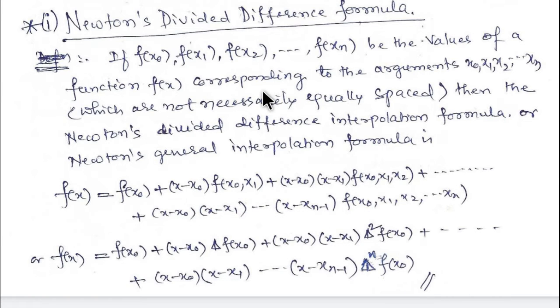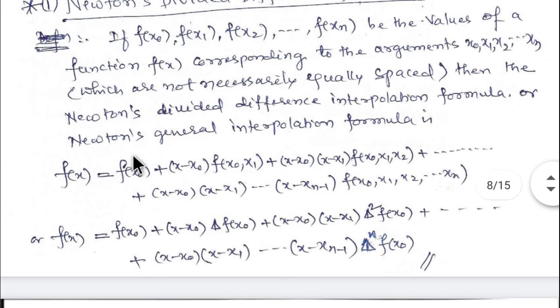Today I am going to explain Newton divided difference formula. If f of x naught, f of x1, f of x2, etc., f of xn are the values of a function f(x) corresponding to the arguments x naught, x1, x2, xn, which are not necessarily equally spaced, they are unequally spaced, then Newton's divided difference interpolation formula, or Newton's general interpolation formula, is, directly I am giving the formula.